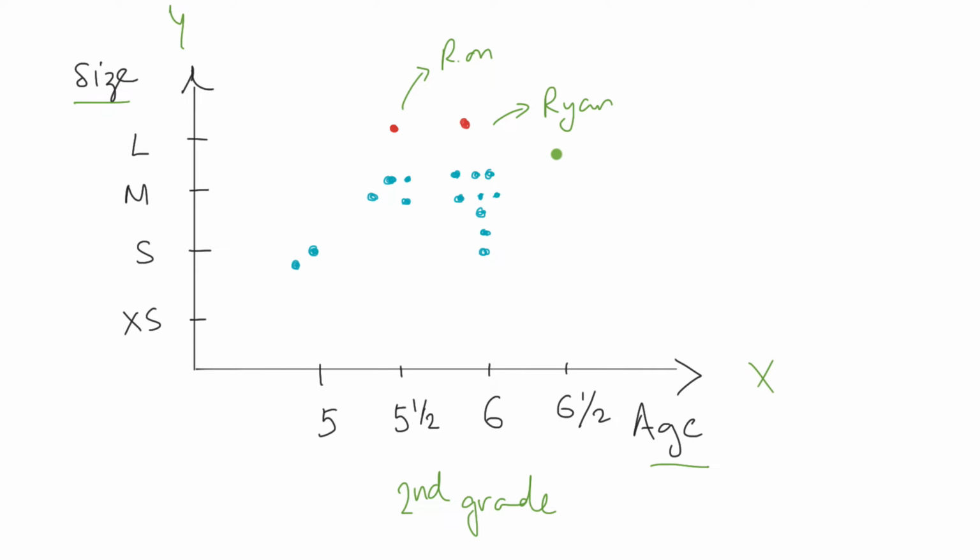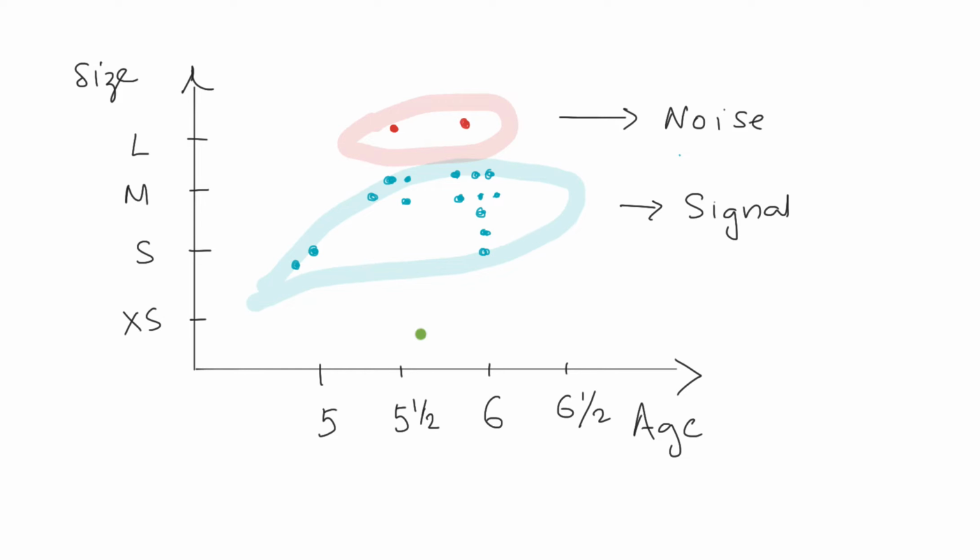They actually needed large t-shirts because they have extra height. They have these genes from their parents making them taller. And everybody else was clustered around here. So when you look at the data, these two kids were what we call noise, because they're not standard within this data set. And everybody else here falls into what we call signal, because this is what you want when you make decisions, especially with t-shirt sizes. These kids are typically around small to medium t-shirt size.